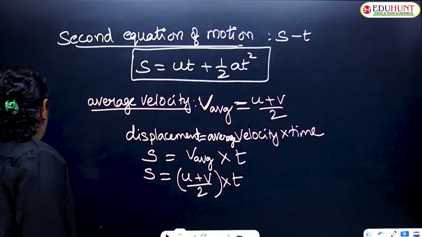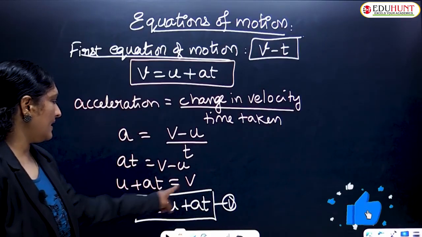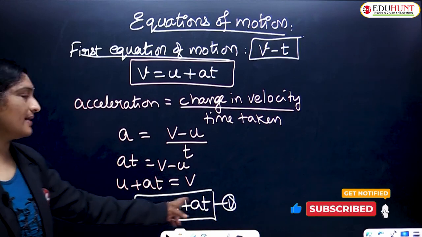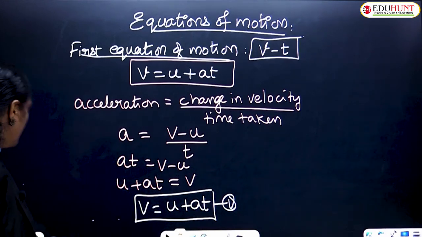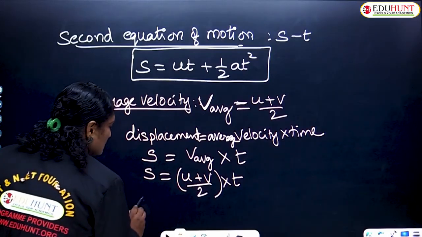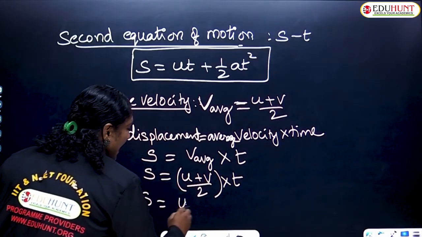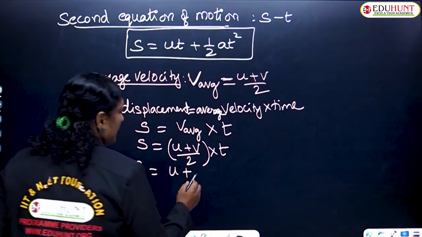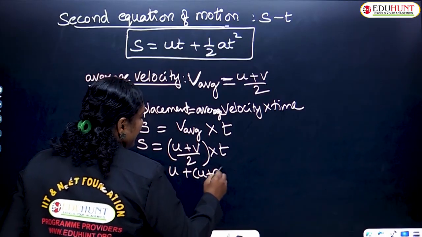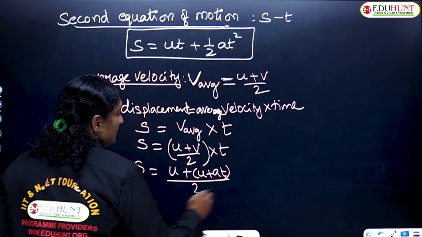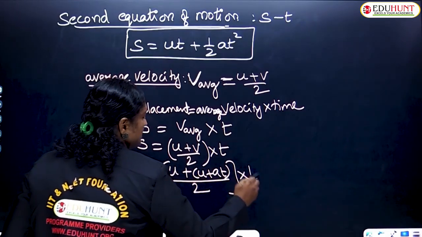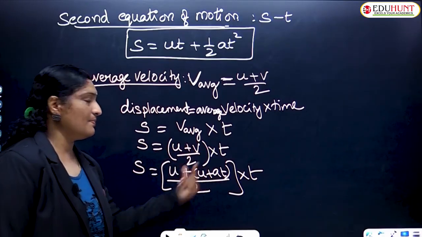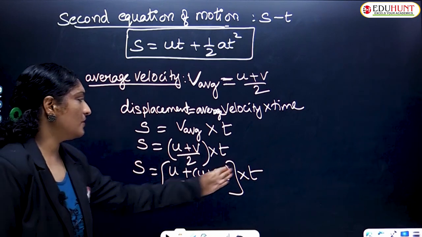Now moving back, in the previous case, I told you that v can be written as u plus at. Wherever I find v, I can replace it with u plus at. So let us substitute the same. Then S will become S is equal to u as it is, and instead of v, I replace it with u plus at, whole upon 2, into time.